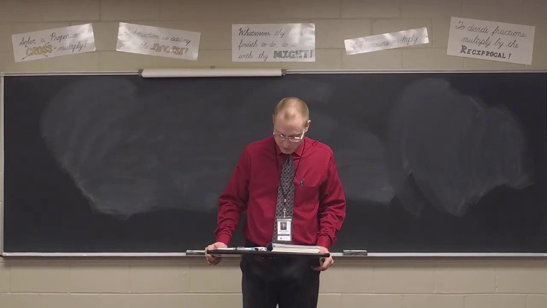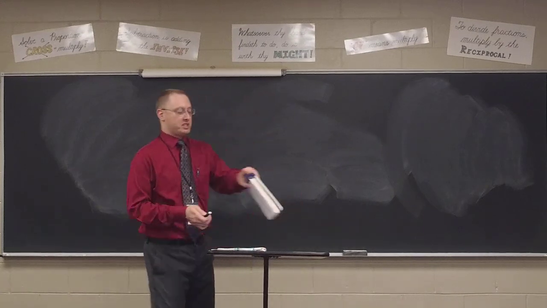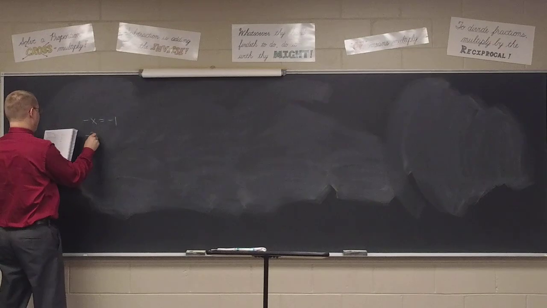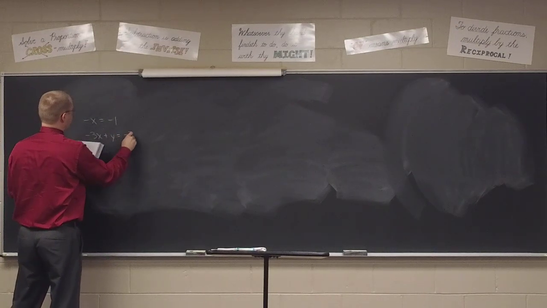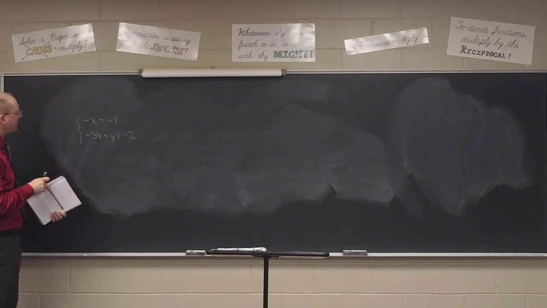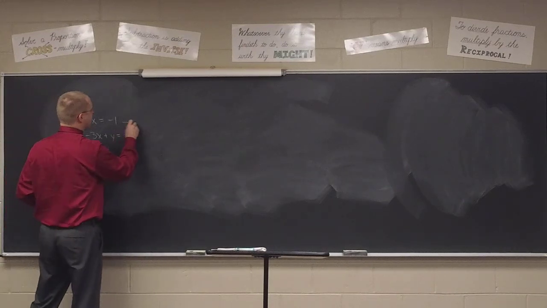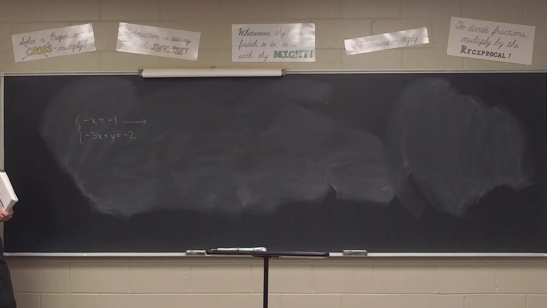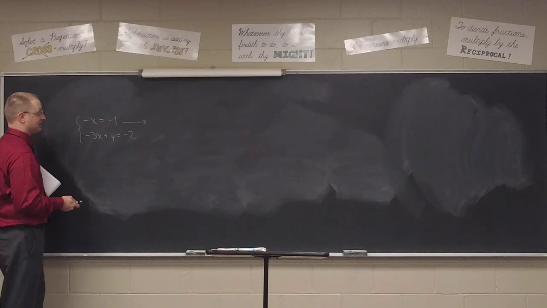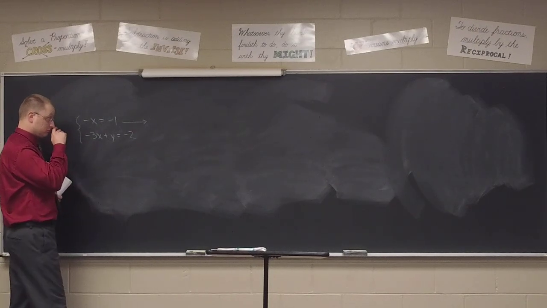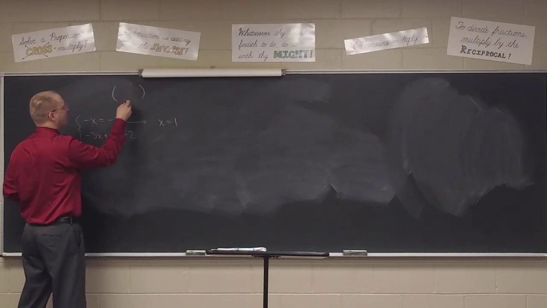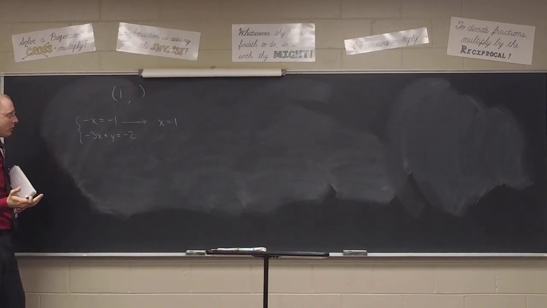Alright, let's take a look at number 7. And number 7 was kind of insultingly easy. We had negative x equals negative 1, and we had negative 3x plus y equals negative 2. And really that first equation isn't much of an equation. It's almost an answer. We just change the signs, and what do we get here, Noah? X equals 1.